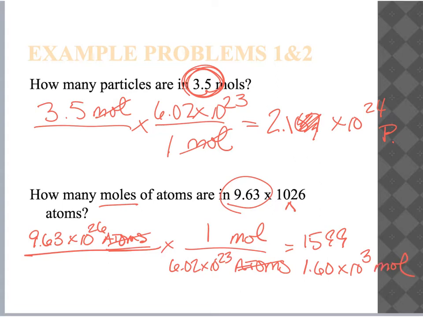So if you noticed, I moved my decimal point over 3 places, which is where that exponent comes from, and I have 3 significant digits because that 0 counts.